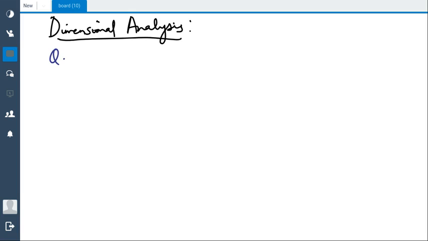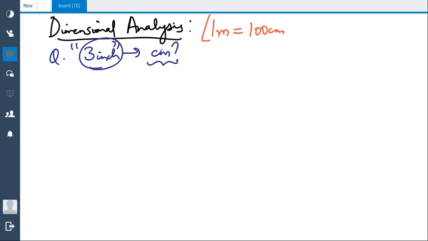Suppose I have a question. You have to convert 3 inches into centimeters. Like how many centimeters is 3 inches. Okay, so how will we calculate? If I tell you how many centimeters is 1 meter, you'll say 100 centimeters. That is very easy. You need to know the relationship between inch and centimeters.